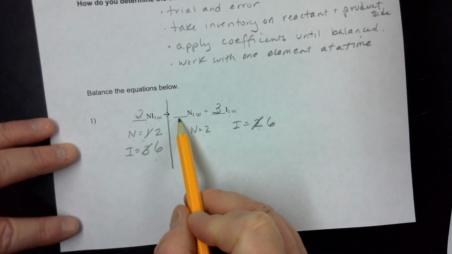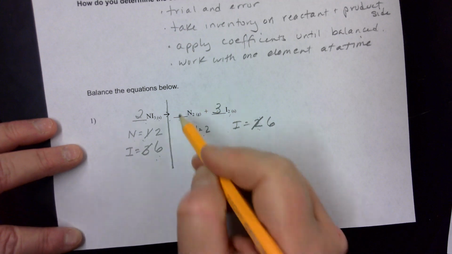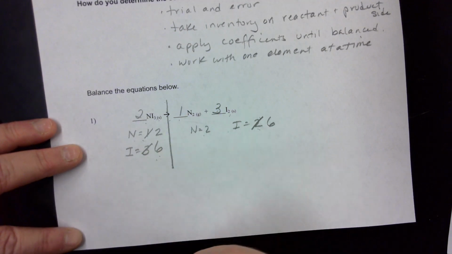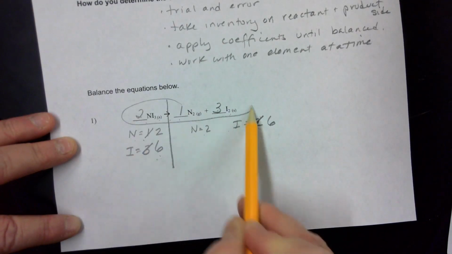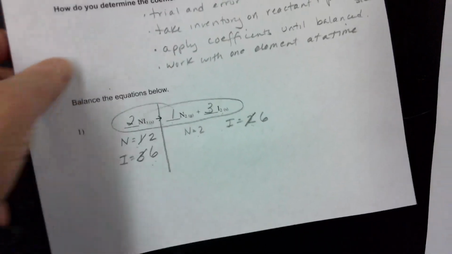I did not put a number here because it's implied that I only need 1 of them. So you can put a 1 there, but you don't have to. I'm going to put the 1 there just for emphasis to let you realize that it's intentional, that it's meant to be 1. It's not that I forgot it. So that would be your balanced equation. Let's take a look at another example.